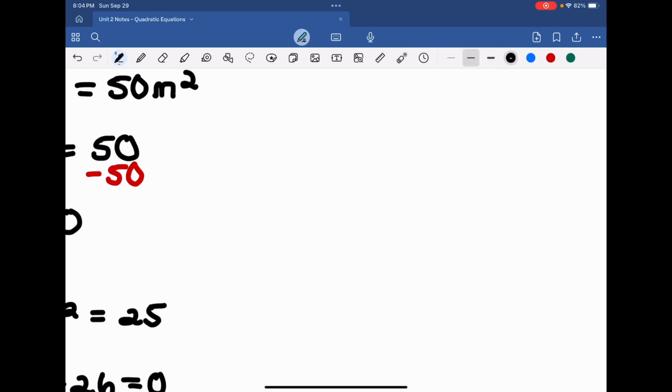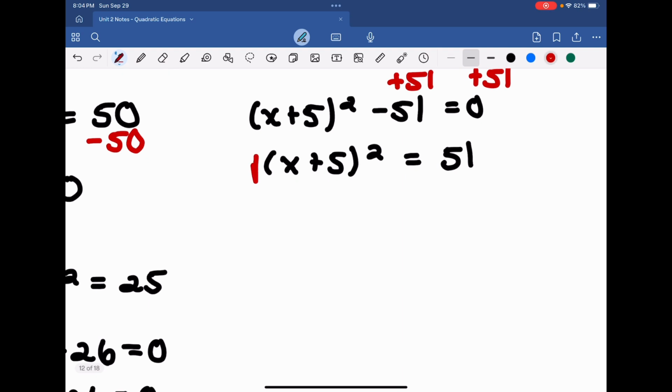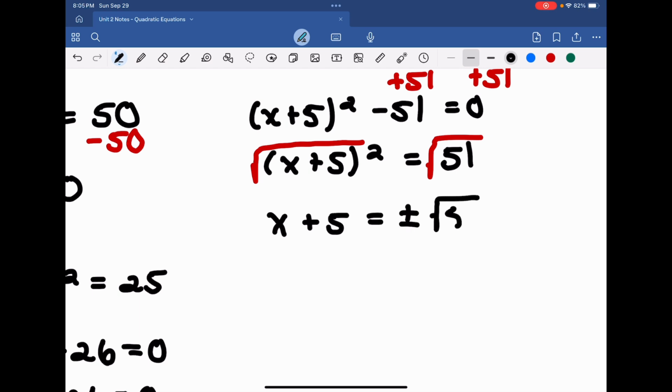When we isolate for the x, first and foremost, on our one side, we have x plus 5 all squared minus 51 is equal to 0. I'm going to add 51 to both sides in order to get rid of it from the left. This leaves me with x plus 5 squared is equal to 51. Now what I'm going to do is square root both sides, square root here, square root here. This is going to give me x plus 5 is equal to the plus minus square root of 51.